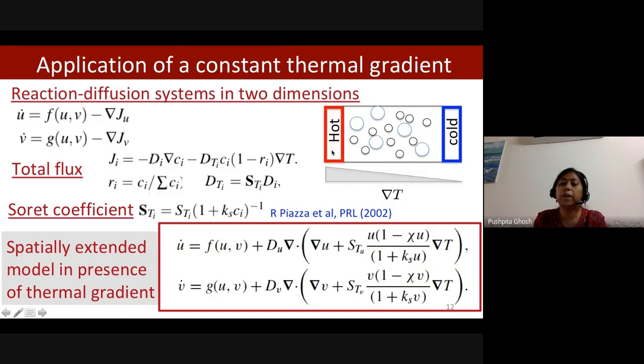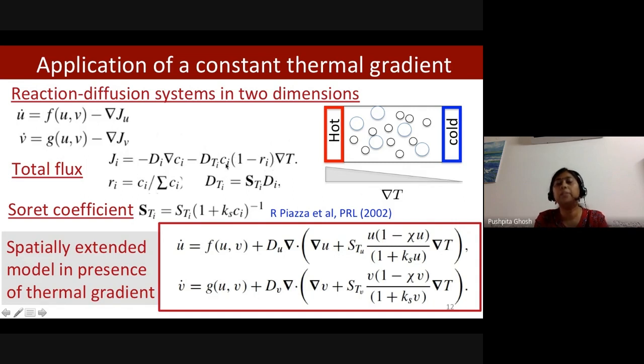While maintaining a certain temperature gradient in this situation, we considered that the temperature effect doesn't create any reaction or change its kinetics. It only affects the dispersal of the species, so mostly the flux is modified. The flux of the i-th species has a part which is normal diffusion and a part which comes through this temperature gradient.